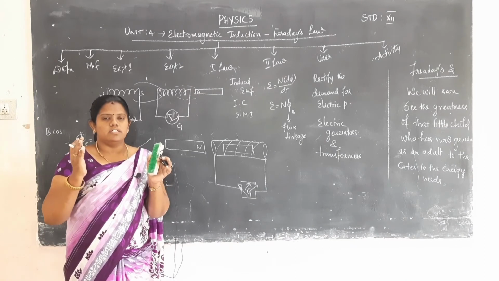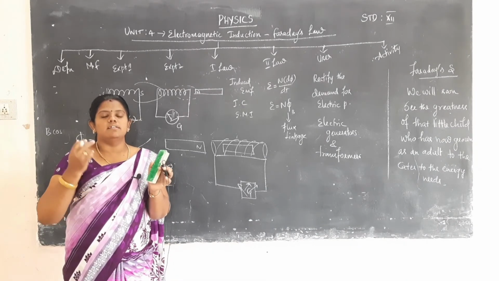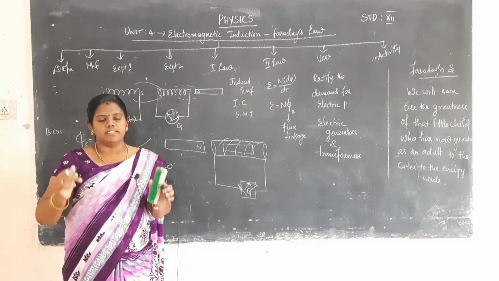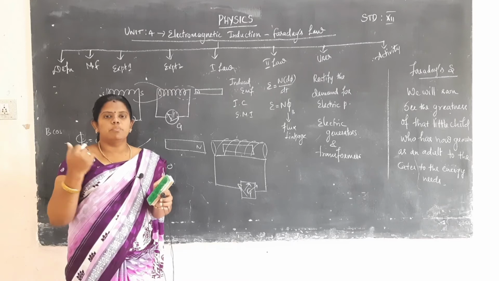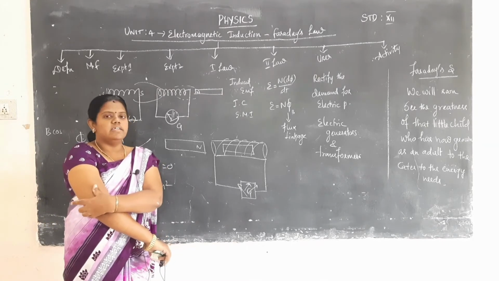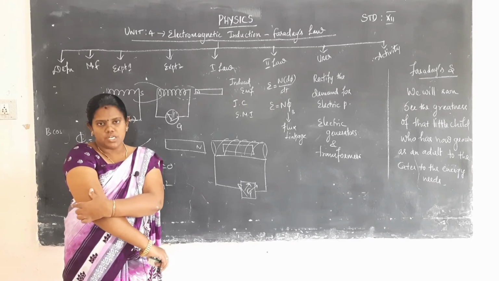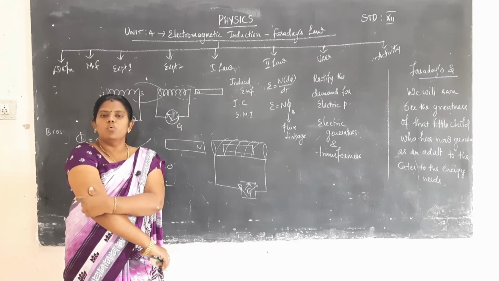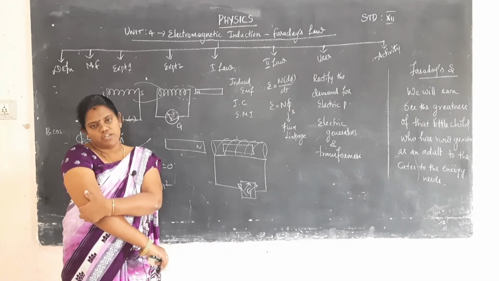Then he took one coil, with the two ends of the coil connected to the terminals of the galvanometer, and then he brought a magnet near one side of the coil. The galvanometer shows a deflection on one side, and when he moved the magnet away from the coil, the galvanometer shows the opposite deflection.